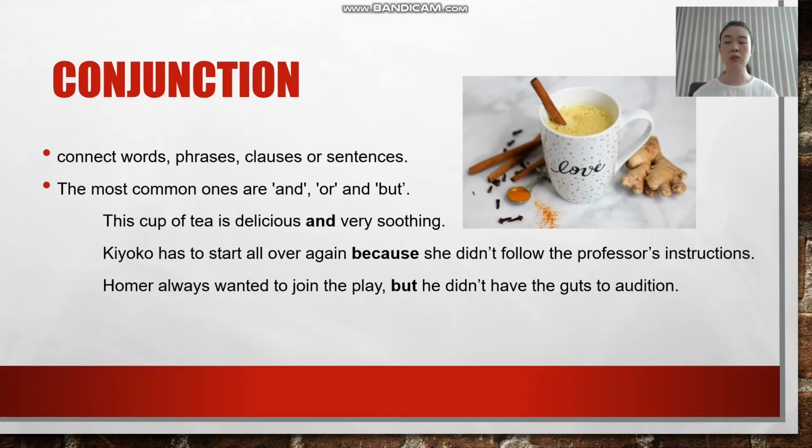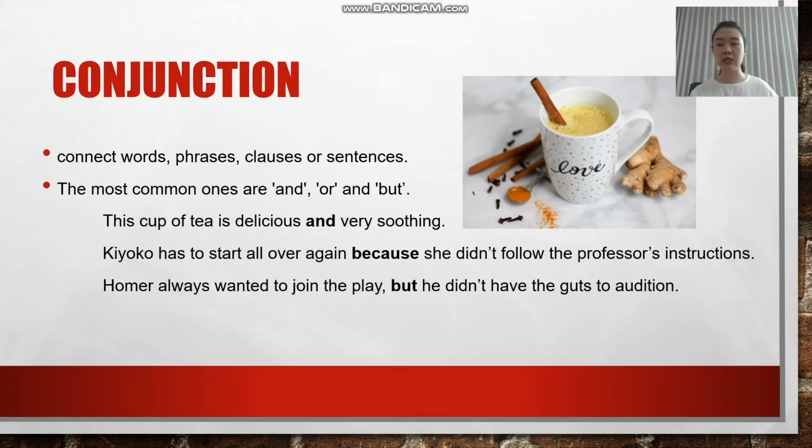Okay, what about the word because? The word because is used in order to join two clauses together. You can see that we have Kyoko has to start all over again. That is the first clause, and she didn't follow the professor's instructions. That is another clause, and we are talking about some kind of reason, so we use the word because here to join them together. What about the last sentence? Homer always wanted to join the play. That is the first clause.